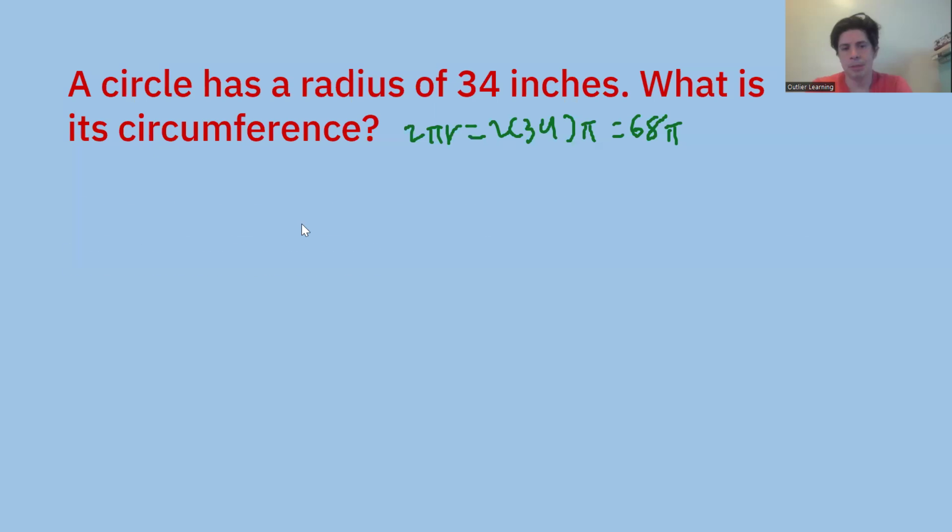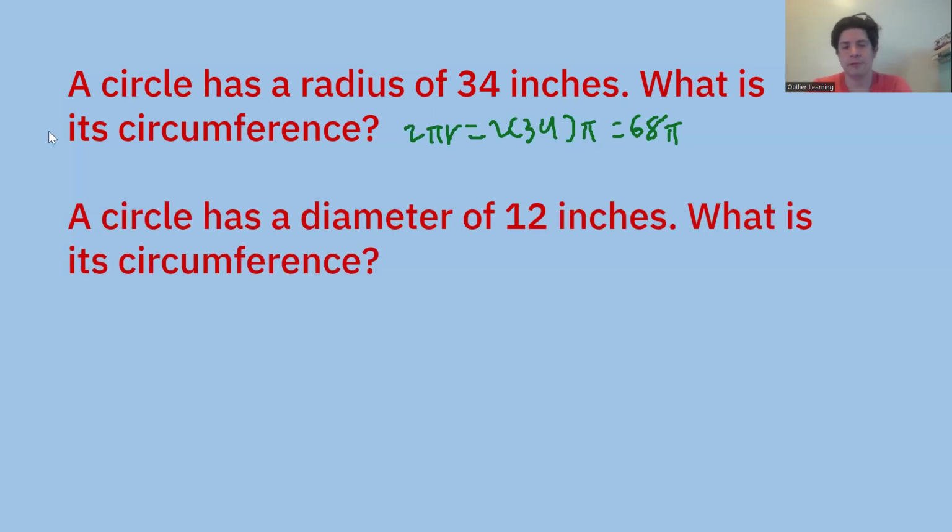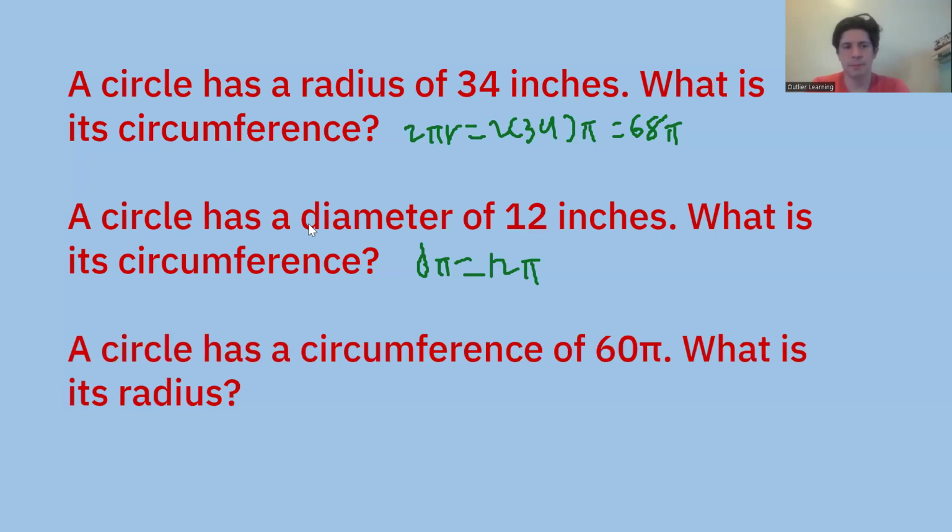Okay. The next one, a circle has a diameter of 12 inches. What is its circumference? So if its diameter is 12, we can use d times pi. So we're just going to get 12 pi. Okay. Again, you could multiply and see that's around 37, but for now we're just doing this. This is just to warm up, get familiar, sort of get the juices flowing in the brain.